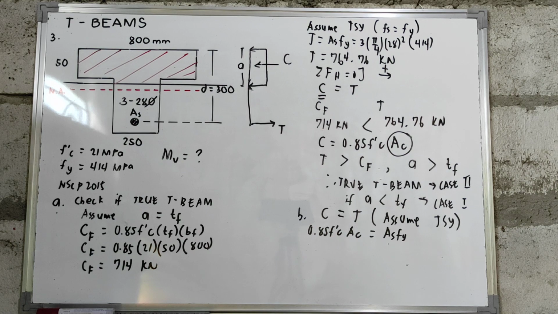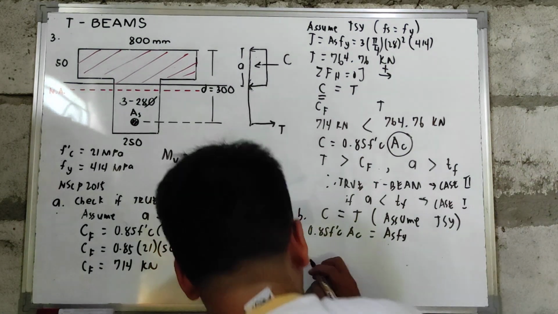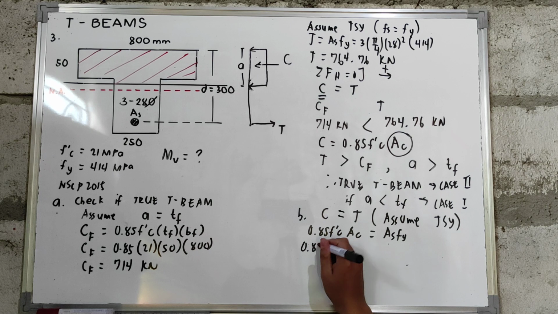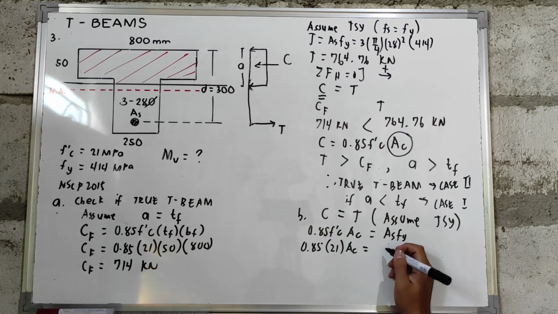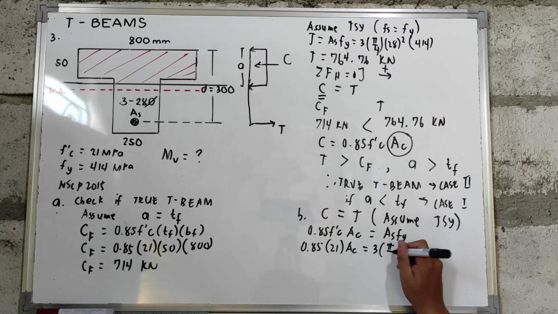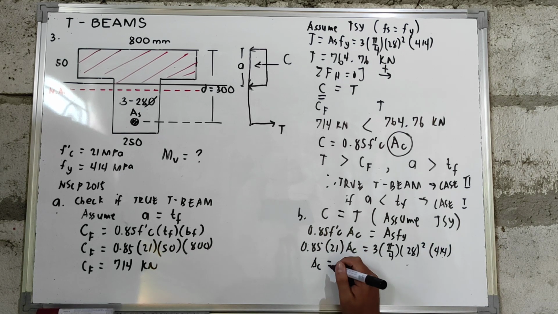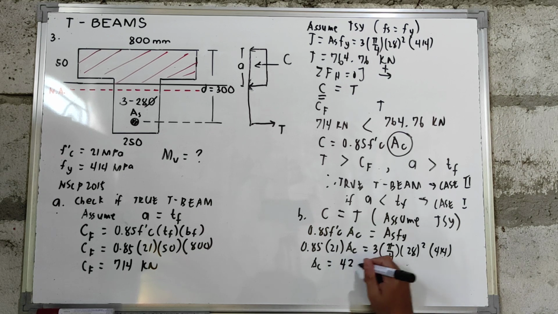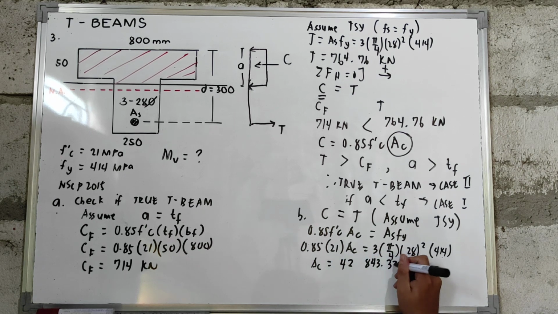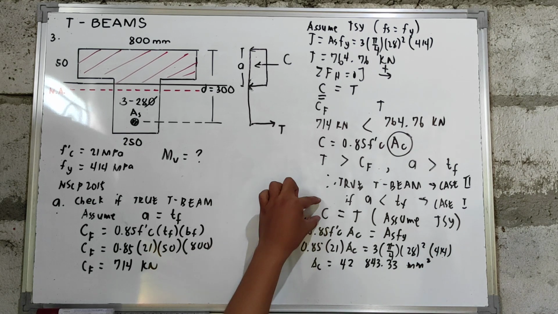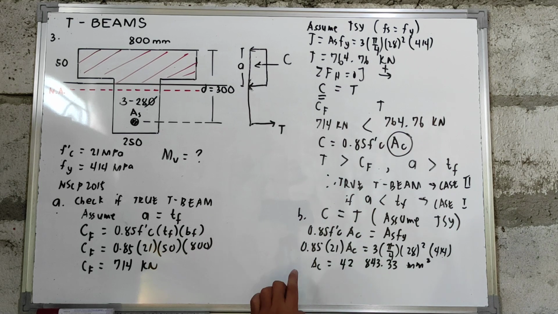So for that one, hanapin natin yung value ng A sub C natin. So you have 0.85 times the F prime C na 21 megapascal. AC is equal to, meron tayong tatlong piraso ng 28 mm diameter na bar multiplied by the Fy na 414. So the value of your AC is now equal to 42,843.33 mm squared. So ngayon, yung goal natin, kapag nagko-compression is equal to tension tayo, is to find the value of the height of your compression block.